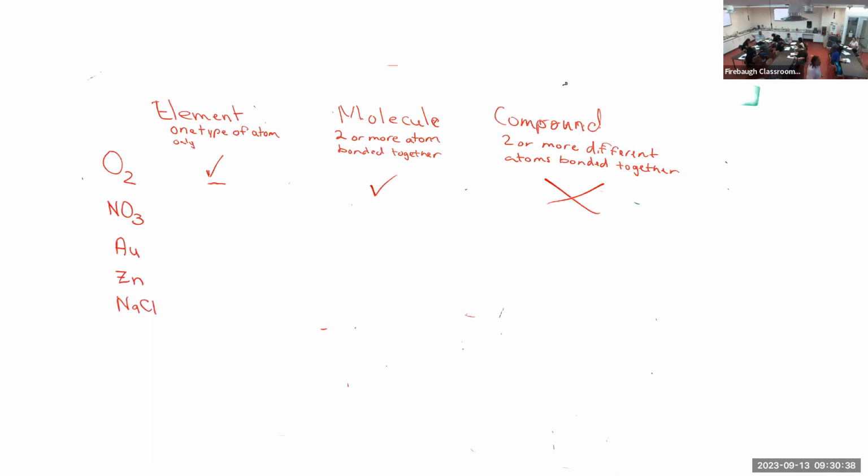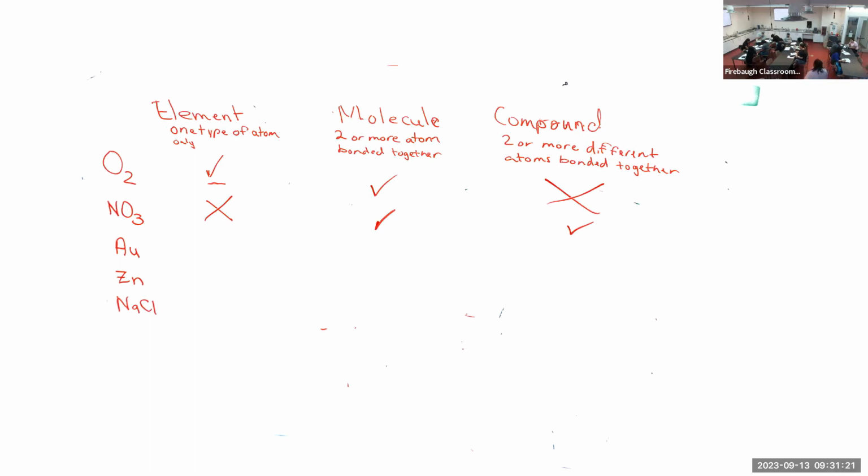Okay, what about NO3? Is that an element? No, because it's an N and an O, so it's a no. Is it a molecule? Yes. It's a molecule, right? Because the definition says 2 or more. Is it a compound? Okay, so we know it's a compound because it's 2 different. We have an N and an O.